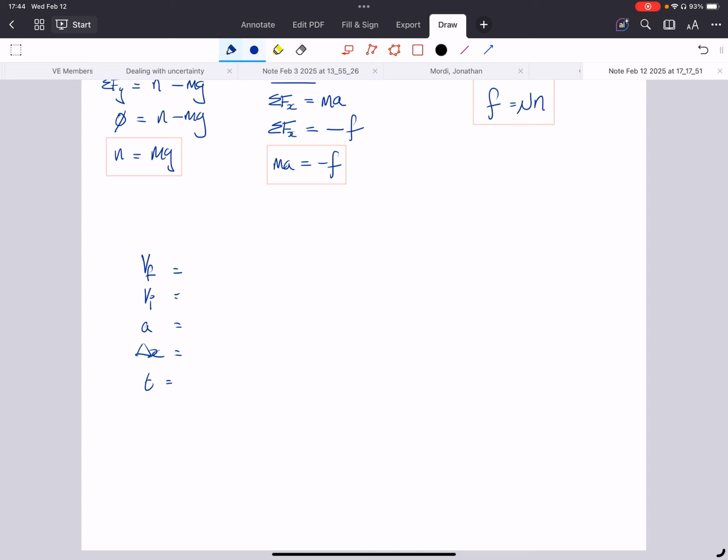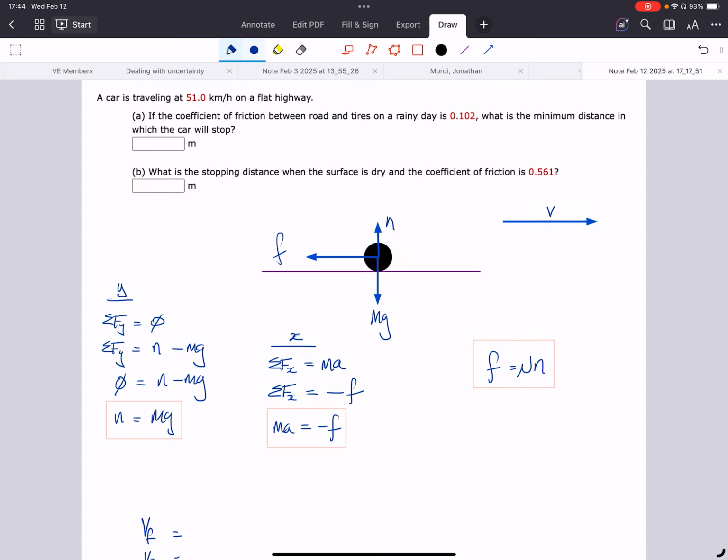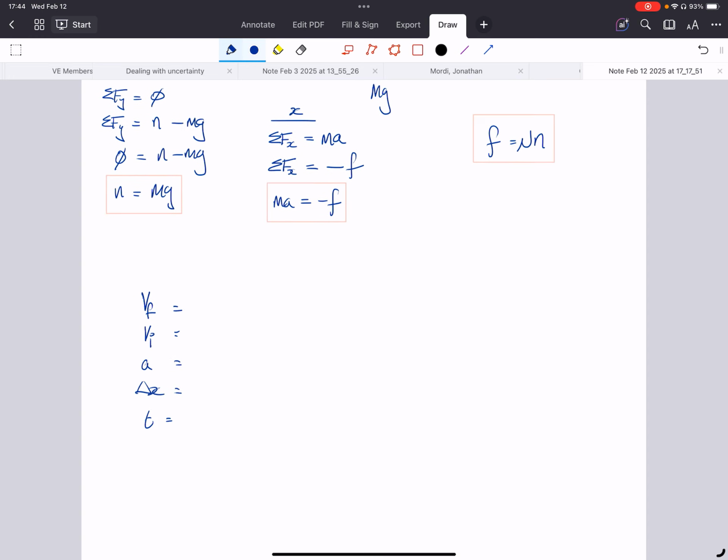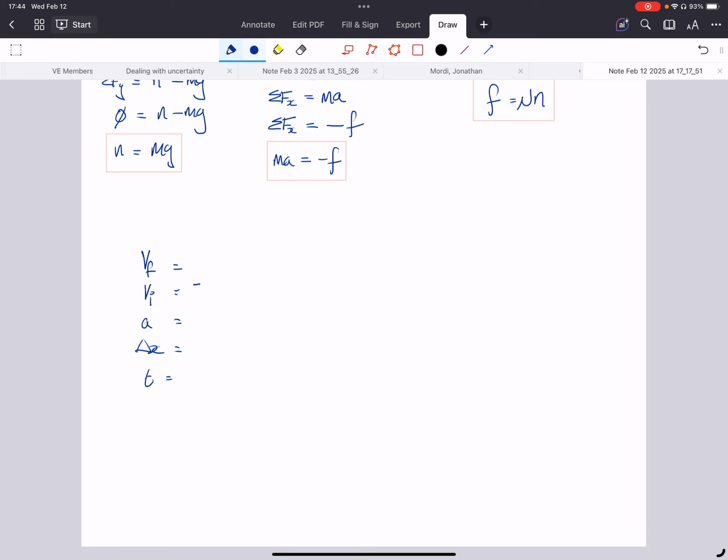And I'm going to fill in the ones that I'm given, right? I'm told the car is traveling at 51 kilometers per hour. So that is how fast it is traveling. That is my initial velocity. The car is going to slow down and stop, so its final velocity is going to be 0. And what I'd like to find is how far it goes whilst it's stopping. What is the delta x for the car?